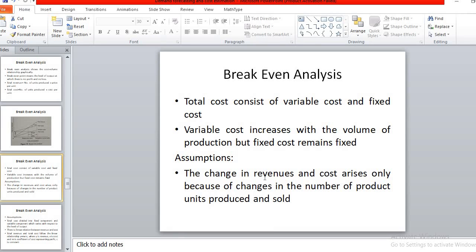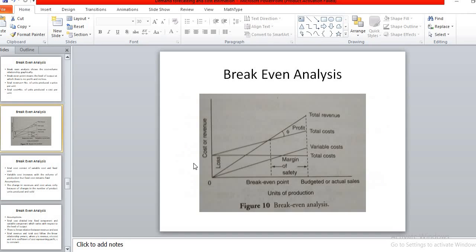The assumptions are: the change in revenue and cost arises only because of the change in the number of product units produced and sold. As sales change, the revenue or cost changes according to the sale or according to the production. This is the first assumption.